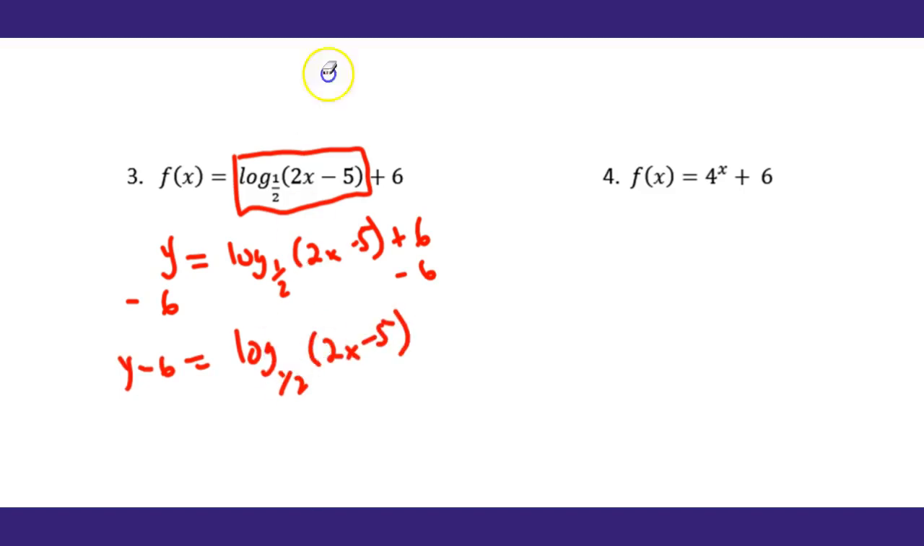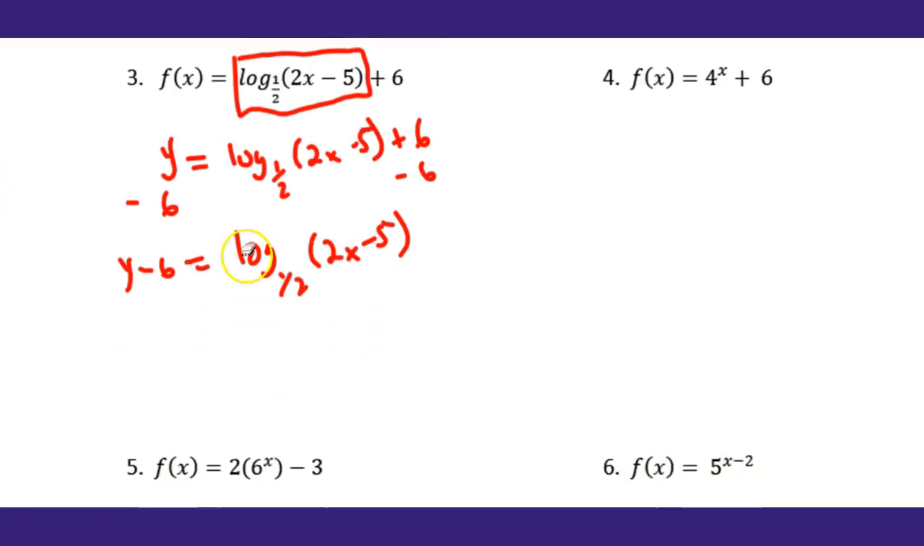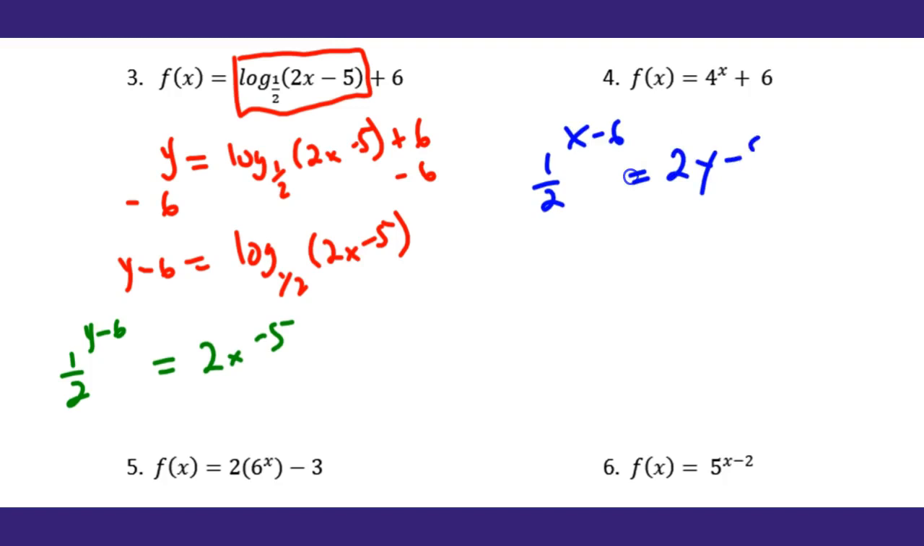I had to isolate that log. Now when I rewrite it, I end up with 1/2 raised to the y minus 6, that's the actual exponent, equals 2x minus 5. And now I go into the steps for solving for a logarithm where I swap x and y. Alright, and then we solve from there.